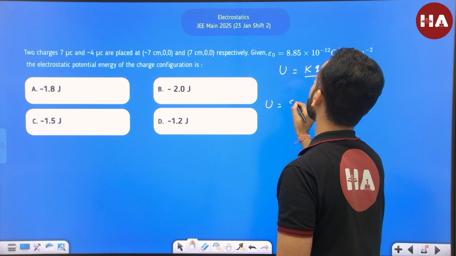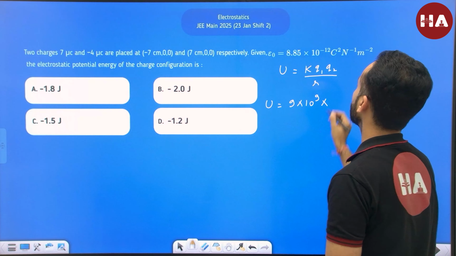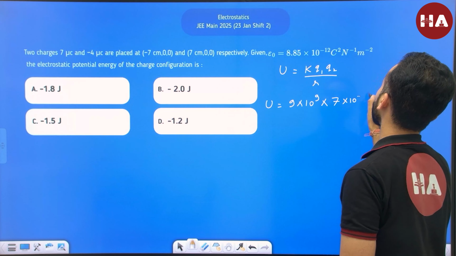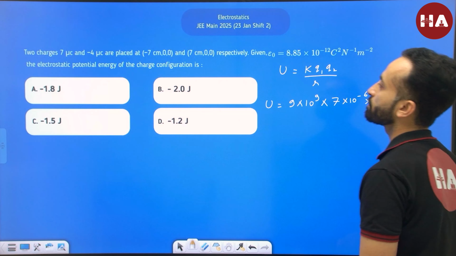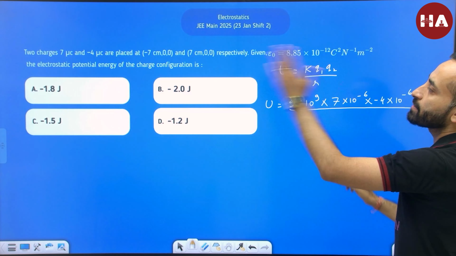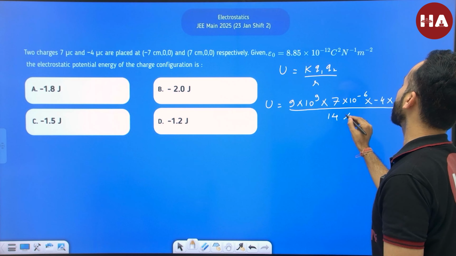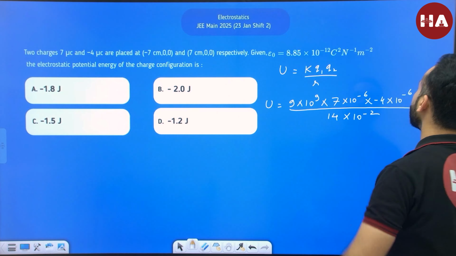Now, what is the value of K, students? 9 into 10 raised to the power 9. What is the value of Q1? It's 7 into 10 raised to the power minus 6. What is the value of Q2? It's minus 4 into 10 raised to the power minus 6. And what is the value of R? So it's 7 and minus 7. So the gap between them becomes 14. And centimeter has to be converted to meter, my dear students.